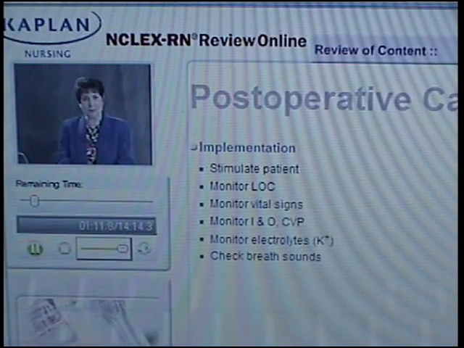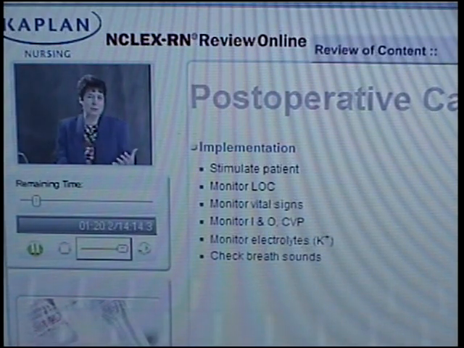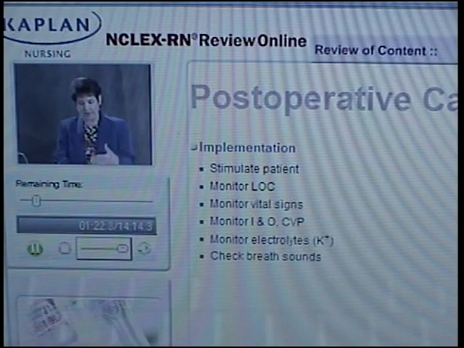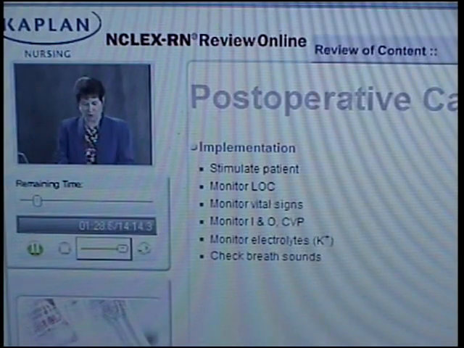Also, you would compare their post-op blood pressure with what it was before surgery. If they had a stable blood pressure before surgery and after surgery you're seeing a downward trend of 5 millimeters of mercury when you check it at each of the 15-minute intervals, that also should be reported.